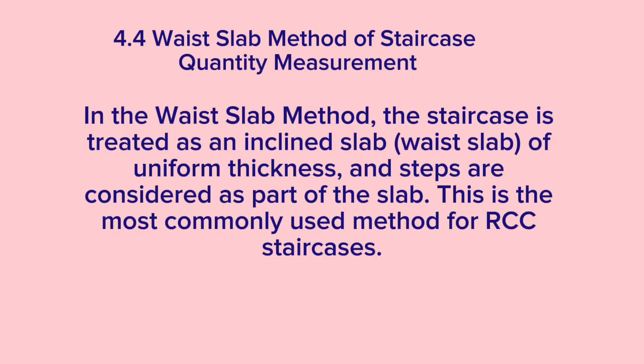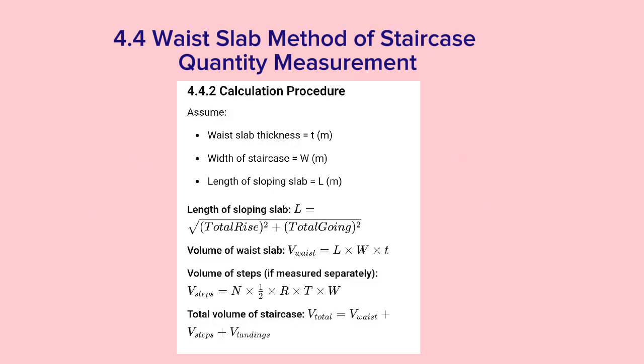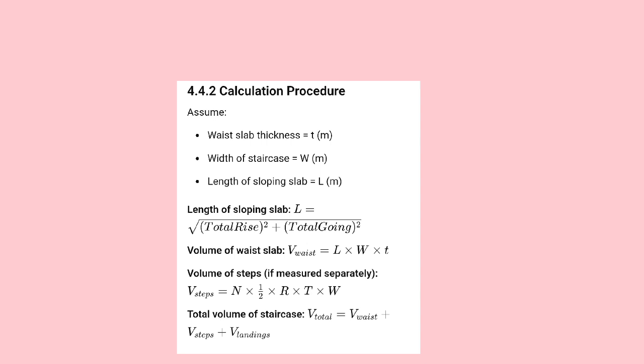Waste slab method of staircase quantity measurement. Explanation. In the waste slab method, the staircase is treated as an inclined slab of uniform thickness. Steps are considered as part of the slab. This is the most commonly used method for RCC staircases. Procedure: waste slab method. First, we calculate total rise, total going. Then we calculate the length of the sloping slab using the square root formula. Finally, we calculate length of sloping slab multiplied by width multiplied by thickness. Landing volume is added separately.